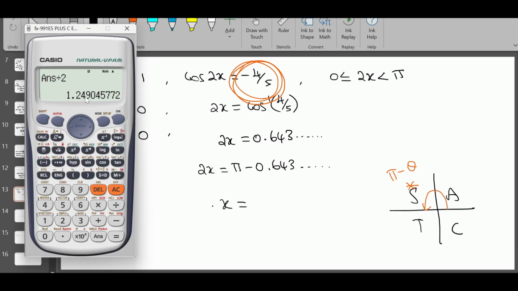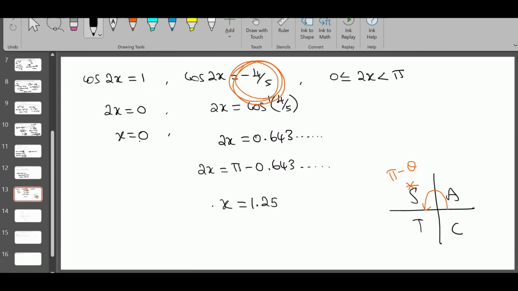Round it to 2 decimal places, you are going to get 1.25 radians. You can finally write therefore x is equal to 0, 1.25 radians. Two solutions actually.